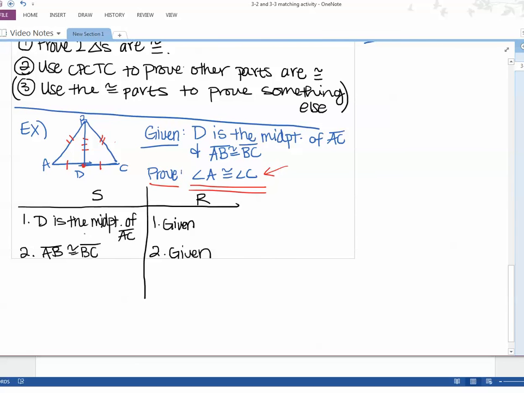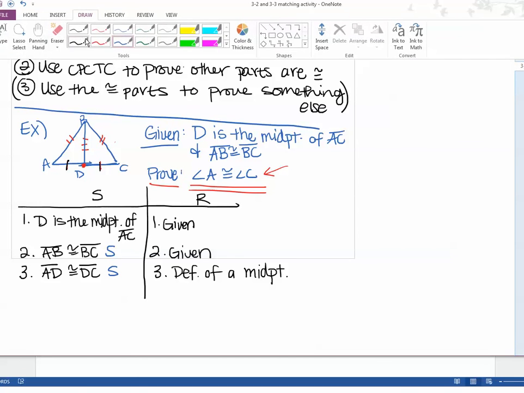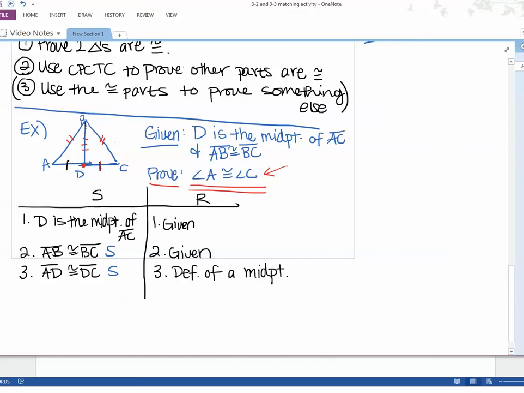Okay, so if D is the midpoint of AC, we saw that AD was congruent to DC. We have to write that down. And our reason is definition of a midpoint. That's what a midpoint does. Okay, so let's keep track of our ingredients here. We're doing side, side, side. We were given a side. Definition of a midpoint gives us another side, but we still need a third side. That third side comes from the reflexive side.